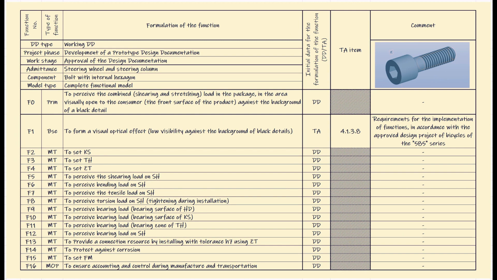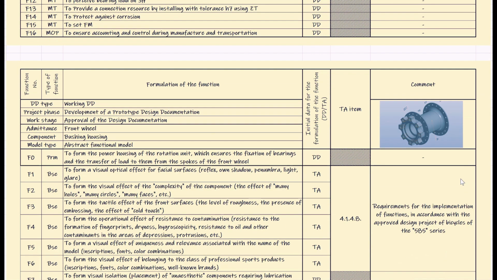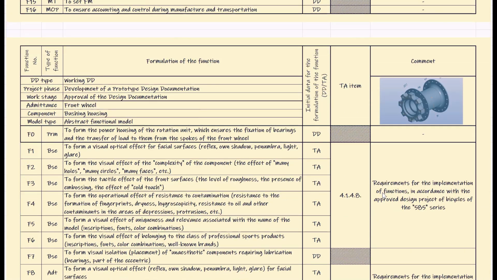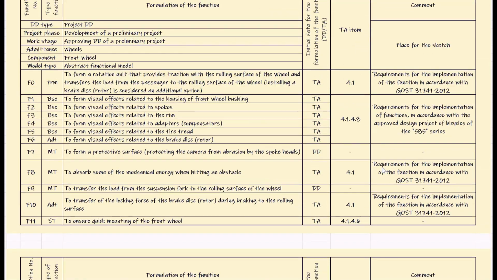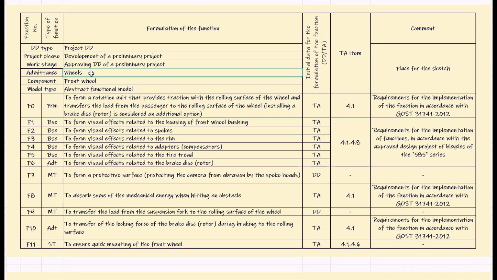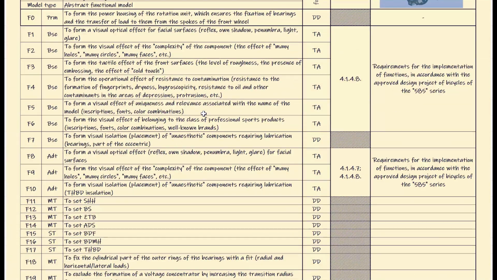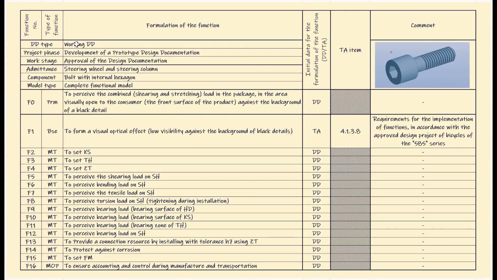Let's consider a standard table of functional basis of various degrees of abstraction using the example of the objects of analysis already familiar to us: a bolt, a bushing, a housing, or front wheel, and the bicycle, the front wheel assembly and the bicycle assembly. The front of the standard functional basis is standardized.